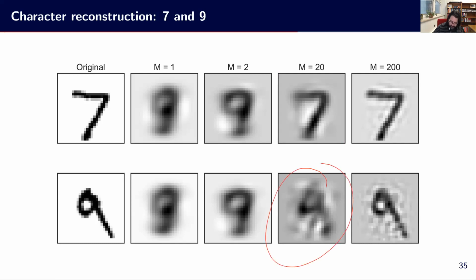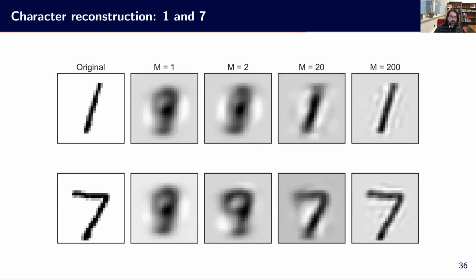Similarly, for the 9 here, we see that at first it was struggling. At 20 here, it seems not that much working. We see some kind of 9, but it's far from being perfect. With 200, it's much better. Of course, we still have the gray values in the background, but the black ones are quite good.